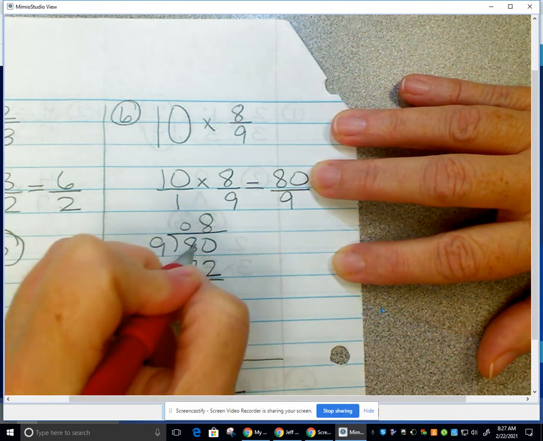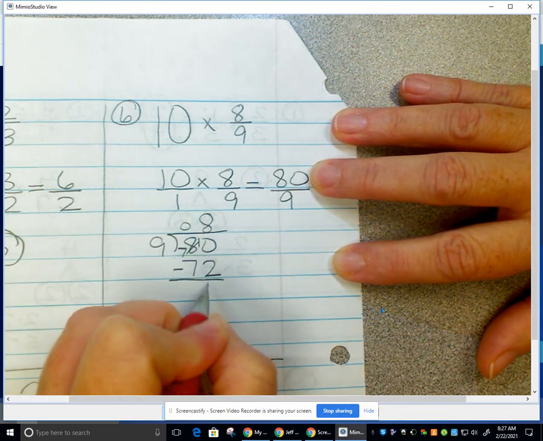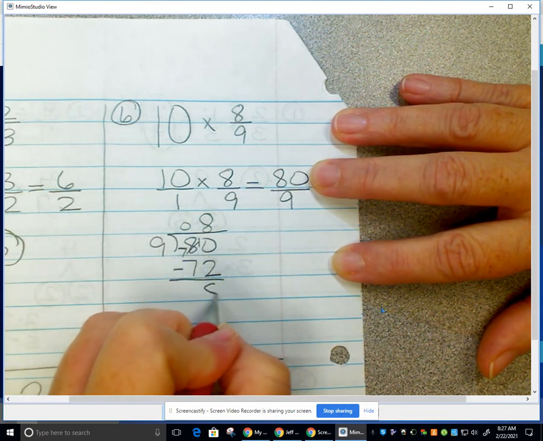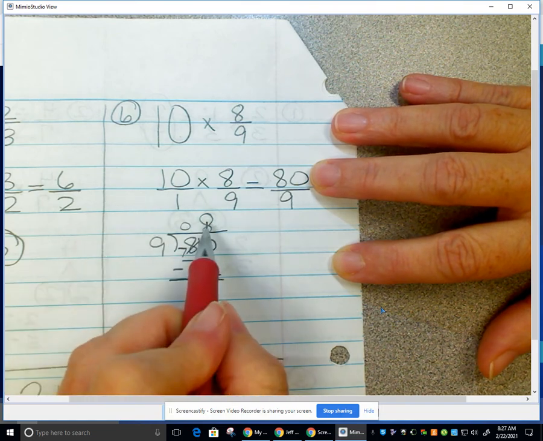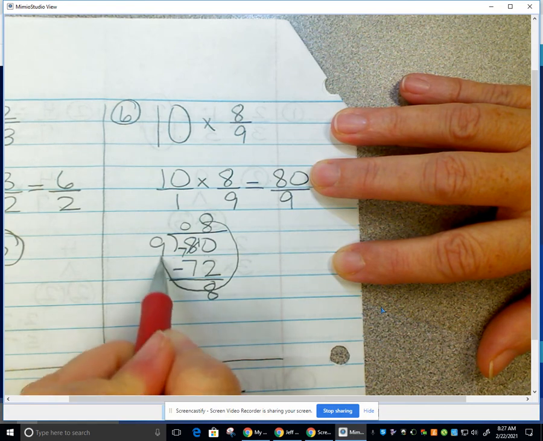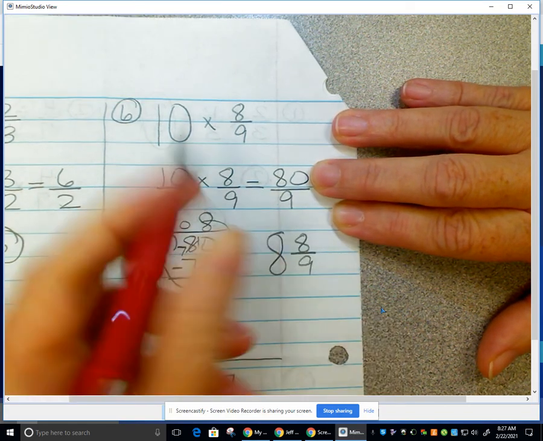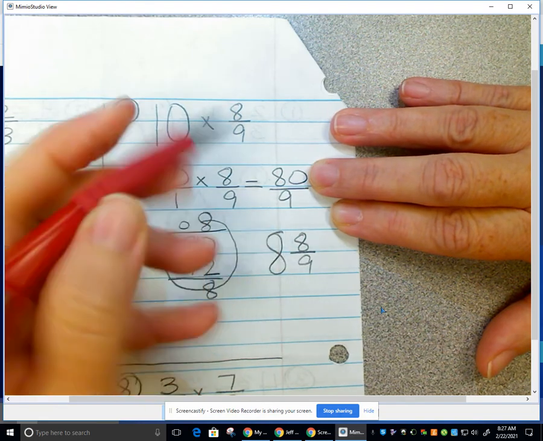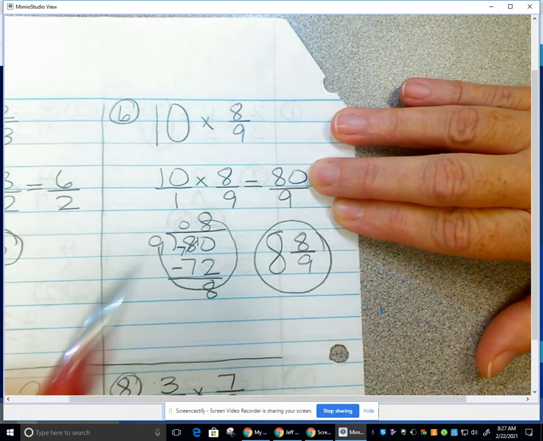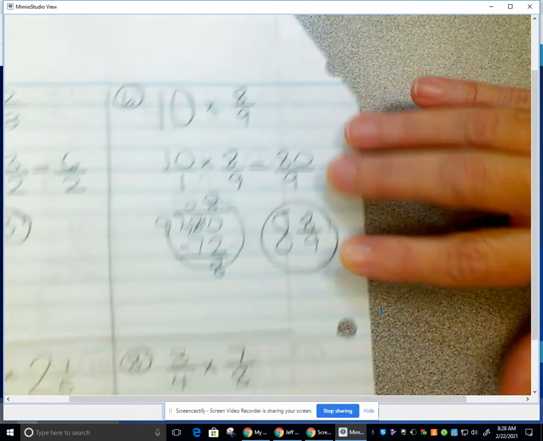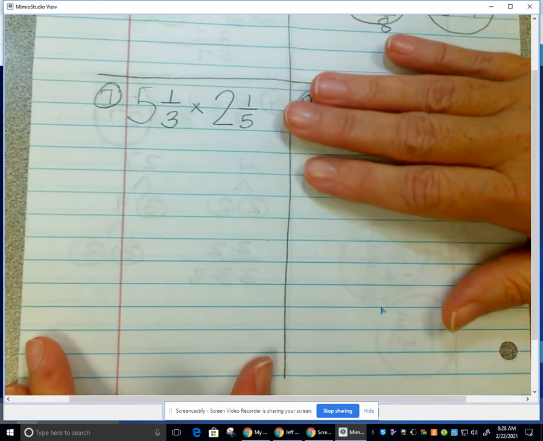Subtract. That's 8. So here's my answer. Here's my whole number. 8 and 8/9. And I know this is in simplest form because these are neighbors. 8 and 8/9.